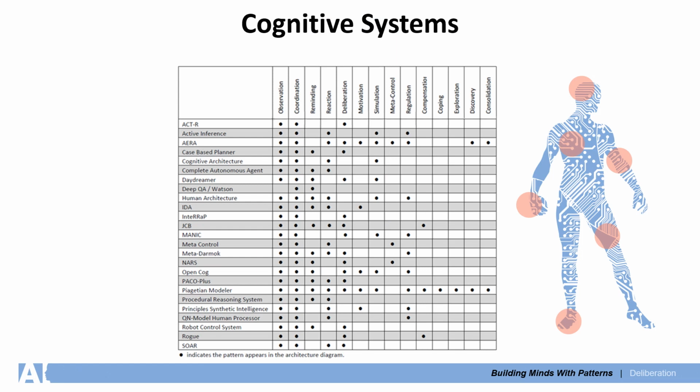There are a number of cognitive systems that have been researched extensively. Here is a chart of some cognitive systems and the design patterns they implement. Cognitive systems which have the deliberation pattern are highlighted in yellow with a red outline on the cognitive system chart.